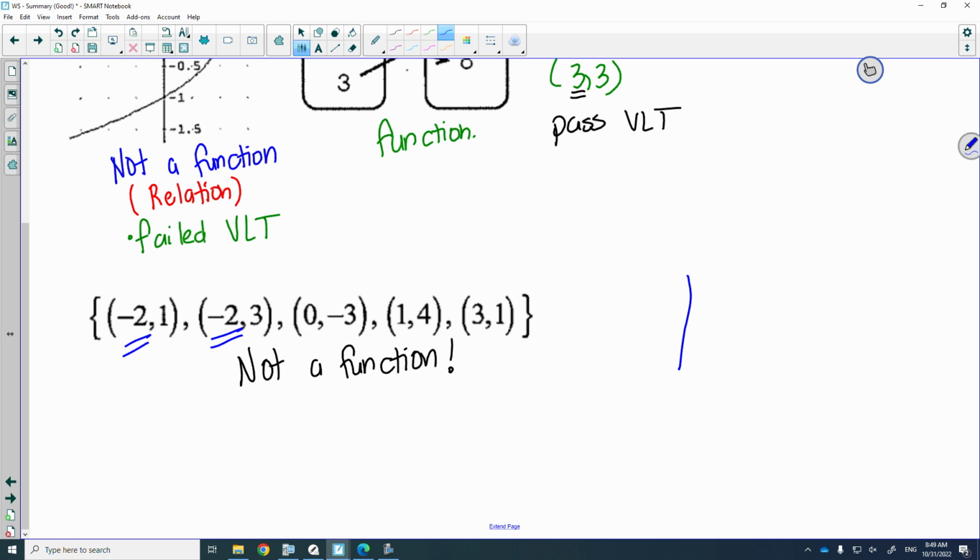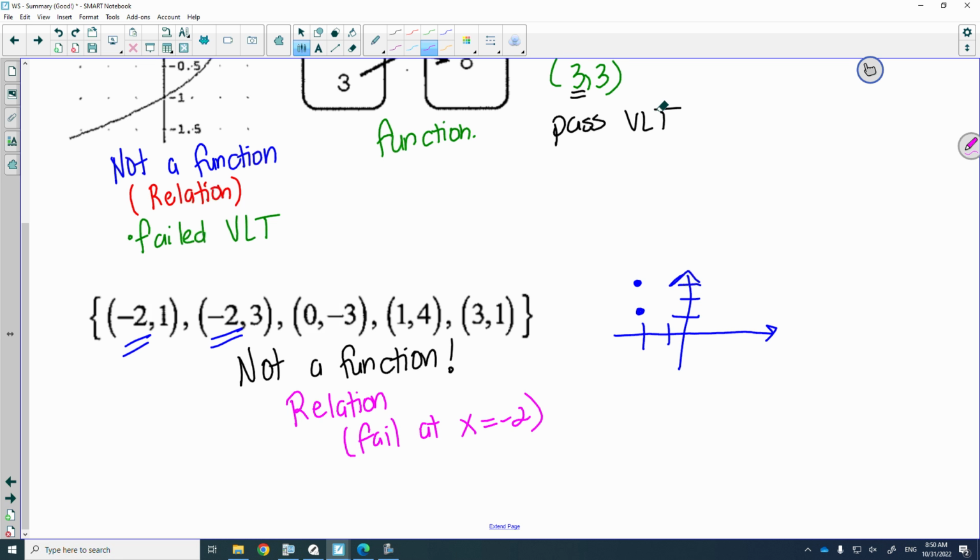So again, to visualize that, if you needed to, when x is -2, you would have a point at -2, 1 and -2, 3. This is where it would fail. These 2 points here, it would fail right here. So this guy would be a relation. And it would fail at x is equal to -2.